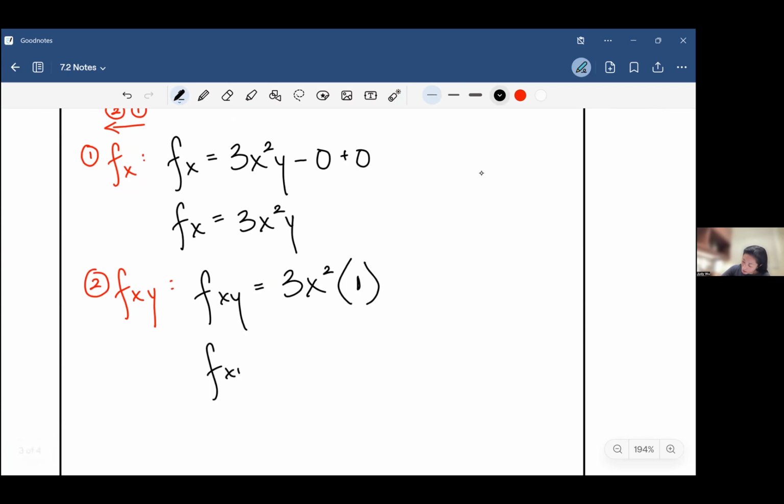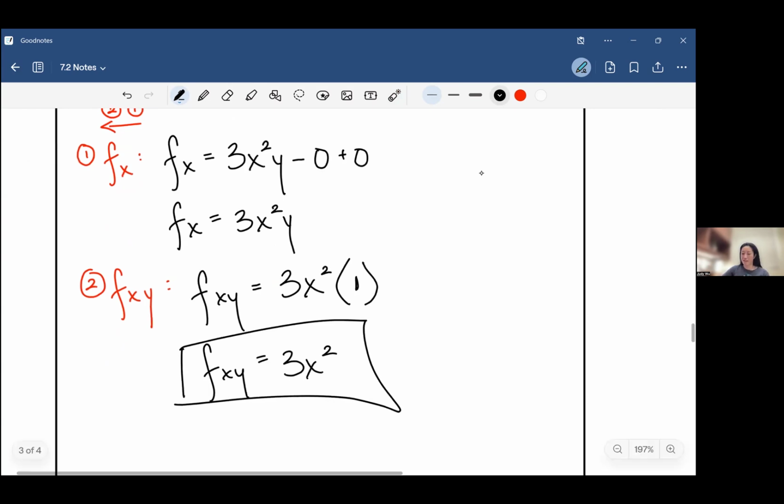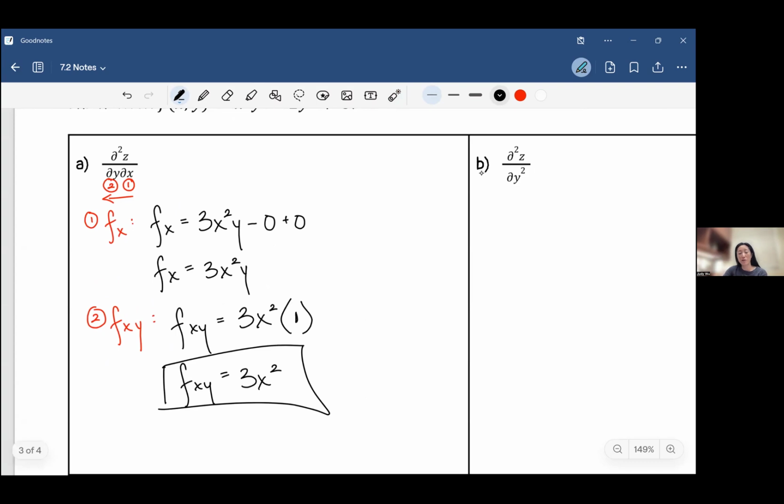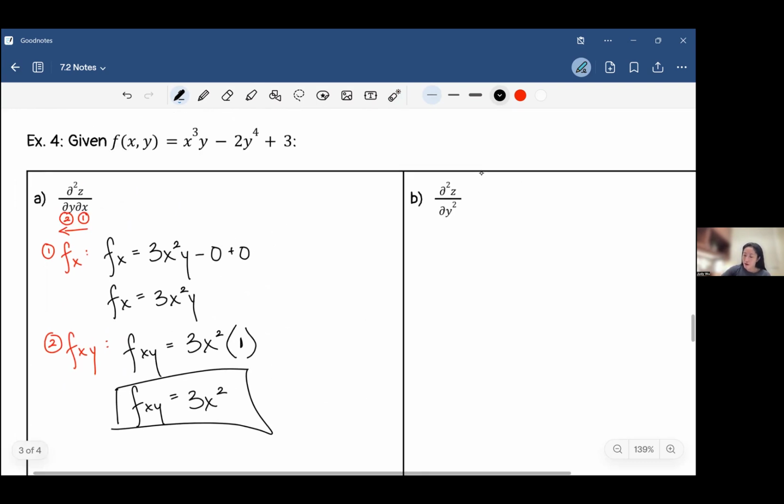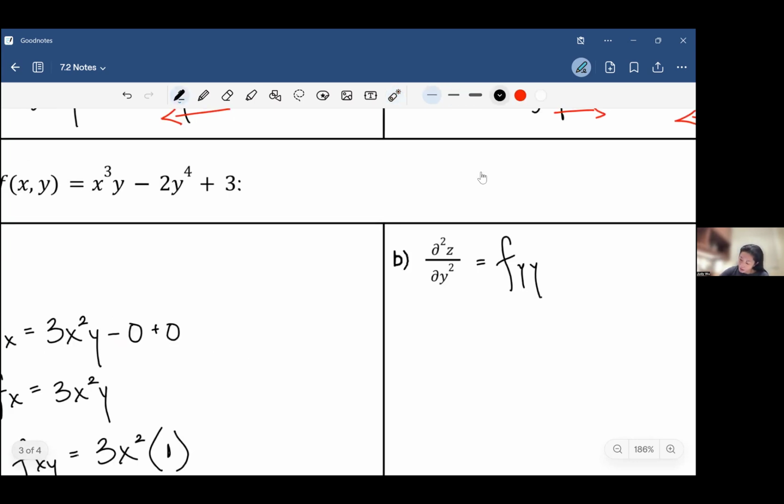So fxy equals 3x squared, and that is my second partial where I did partial x and then I did partial y. Okay? All right, let's move on to part B. Part B, I think, is a little easier to encode or decode because really I'm finding fyy, right? So I'm doing it once with respect to y and then another time with respect to y. So the order here doesn't really matter because it would be the same either way because we have the same letter. All right, so let's find our fy first.